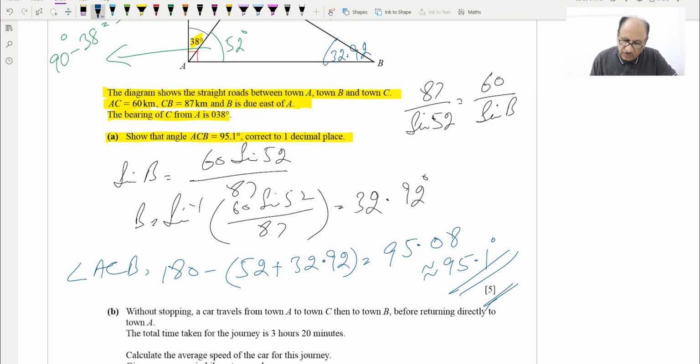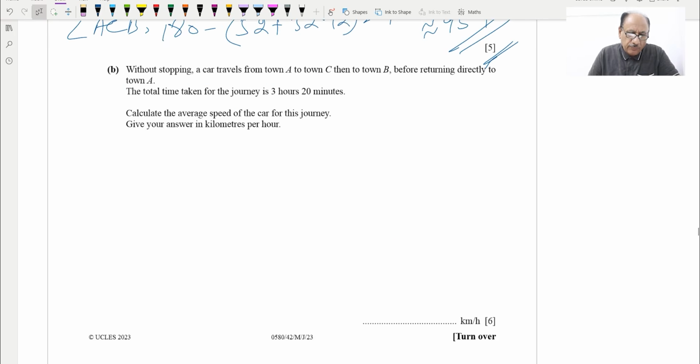Hopefully you understand this. B part: a car travels from town A to town C, then to town B, before returning directly to town A. The total time taken for the journey is 3 hours and 20 minutes. Calculate the average speed of the car for this journey. Give your answer in kilometers per hour.